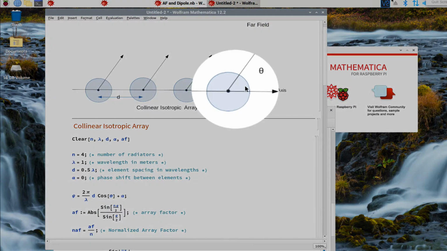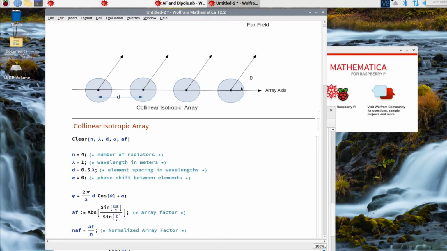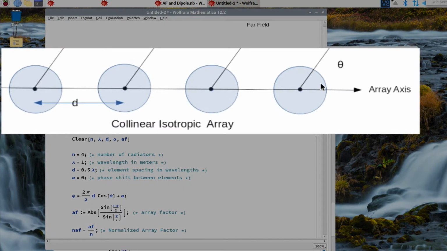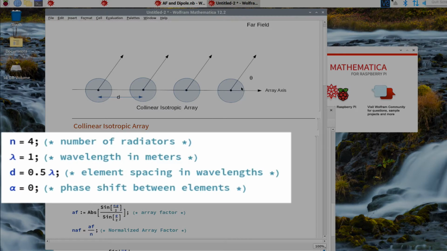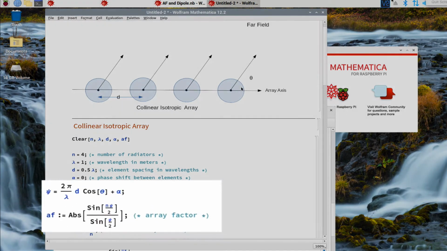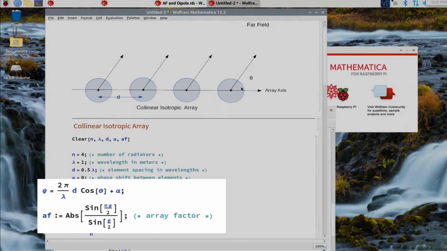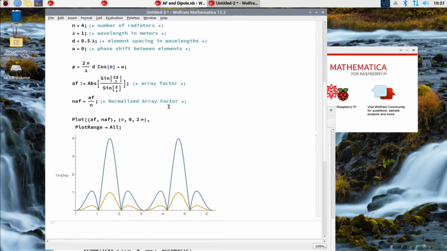An object that radiates energy equally in all directions is called isotropic. If a series of these are placed in a straight line, the overall radiation pattern changes as a function of a number of variables such as the number of radiators, the distance and signal phase shift between them, and so on. The result is called the array factor. On a linear plot, it resembles this.